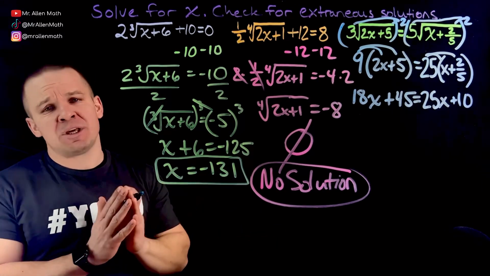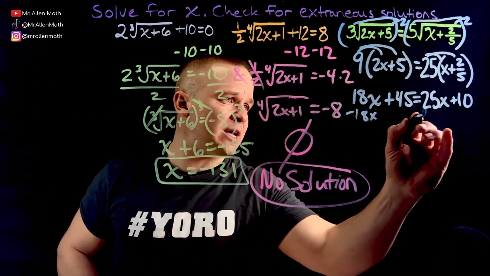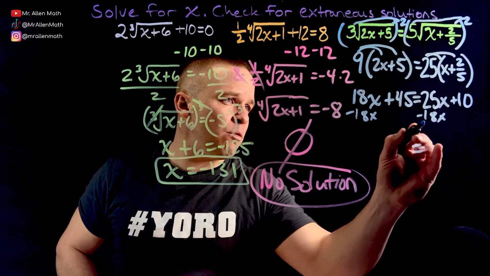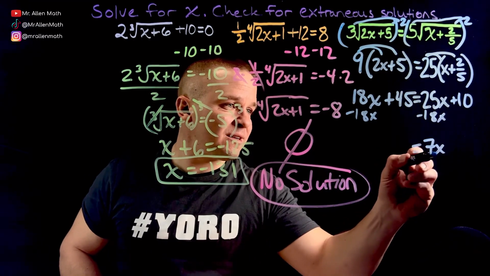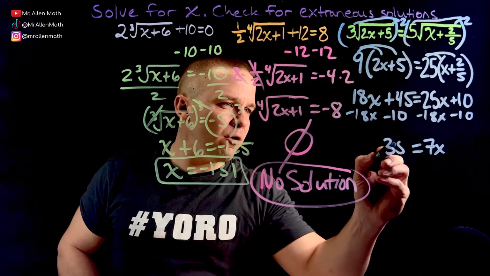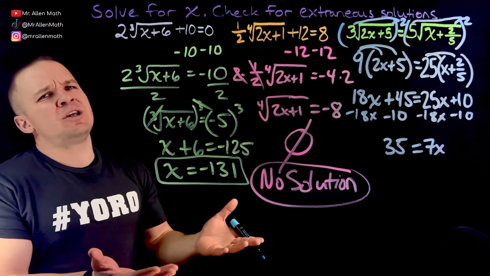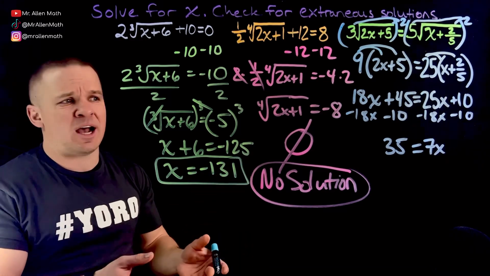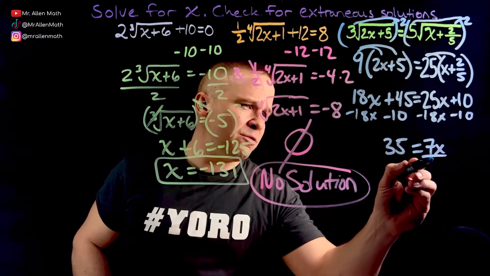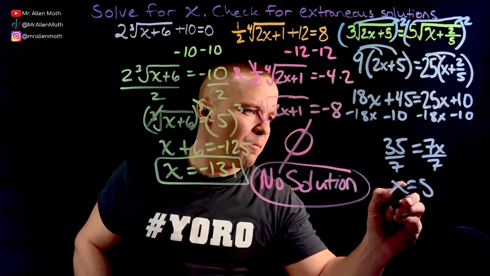Now, I like to keep things positive. I'm a positive dude. So I'm going to subtract 18x on both sides. That's going to give me 7x. And then if I subtract 10 on both sides, I'm going to be left with 35 over here. I know we love to have the x on the left-hand side, but in the essence of keeping things positive, positive spirit. And also, who wants to deal with negative numbers? Now I can just divide by 7. I'm going to get x equals positive 5.